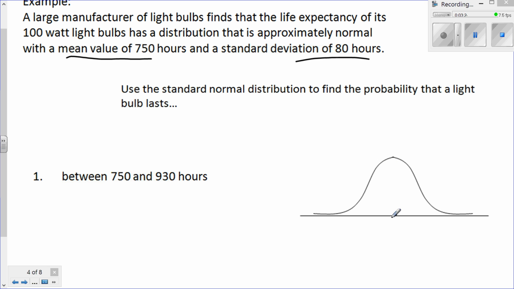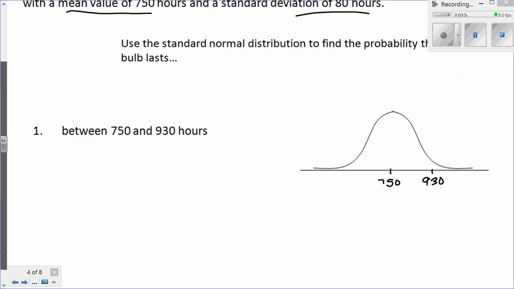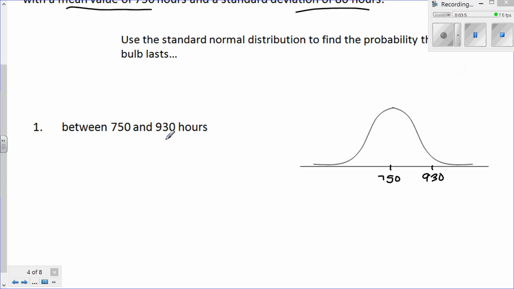So we know this population of light bulbs has a mean lifespan of 750 hours. We're interested in a particular light bulb having a lifespan between 750 and 930. Again, this is a number line. 750 is right in the middle of the distribution because that's its mean. 930 would be to the right of 750 on a number line. And then what we're going to do is take these two values, 750 and 930, and scale those values to be z-scores. We're going to use our formula.